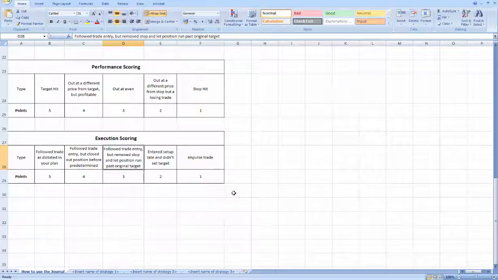If you follow the trade entry but you removed your stop, or you let your position run past its original target, basically you didn't follow your plan in the way that you wanted to, 3 points. Enter the setup late and didn't set a target is 2 points. I don't expect this will happen much. And impulse trades, everyone has these in their trading career. They normally wean out further on in your trading career, but in the beginning this can be normal, and you should track it, because when you track it you become aware of it, and this is really key as a trader. So do track. If you're taking impulse trades, you need to know about these, and if you track it on execution scoring, then it can give you a lot of feedback later on.